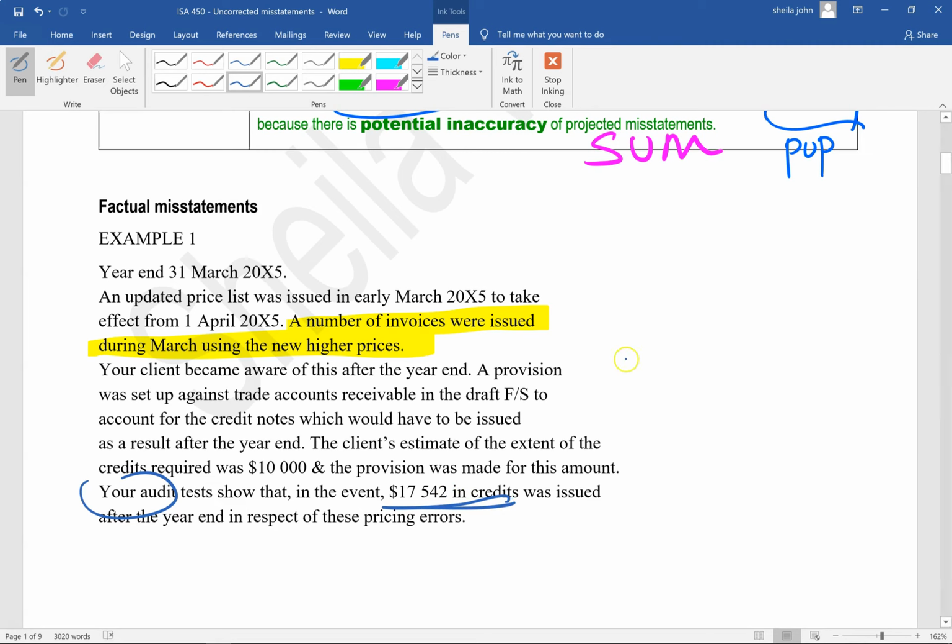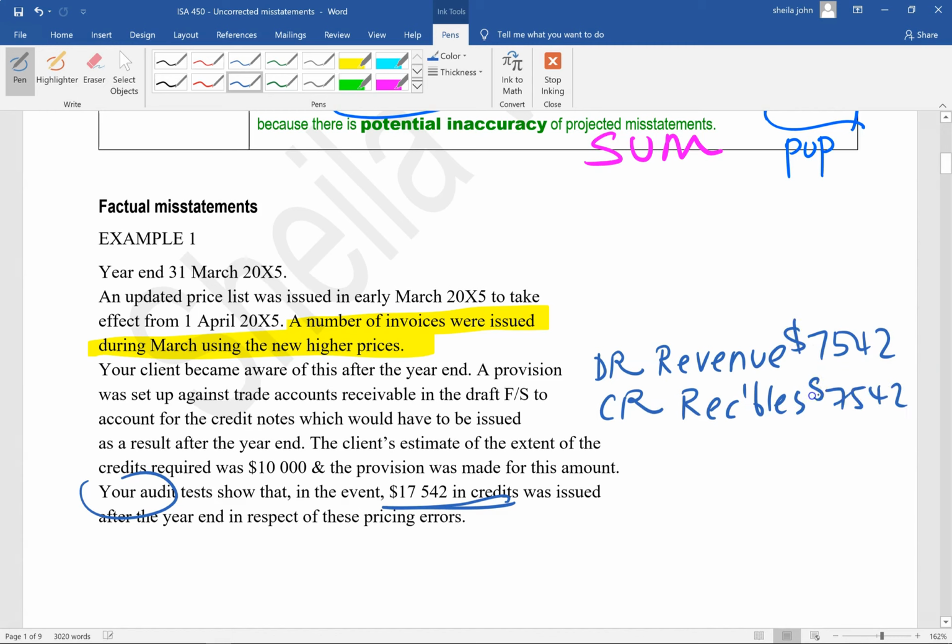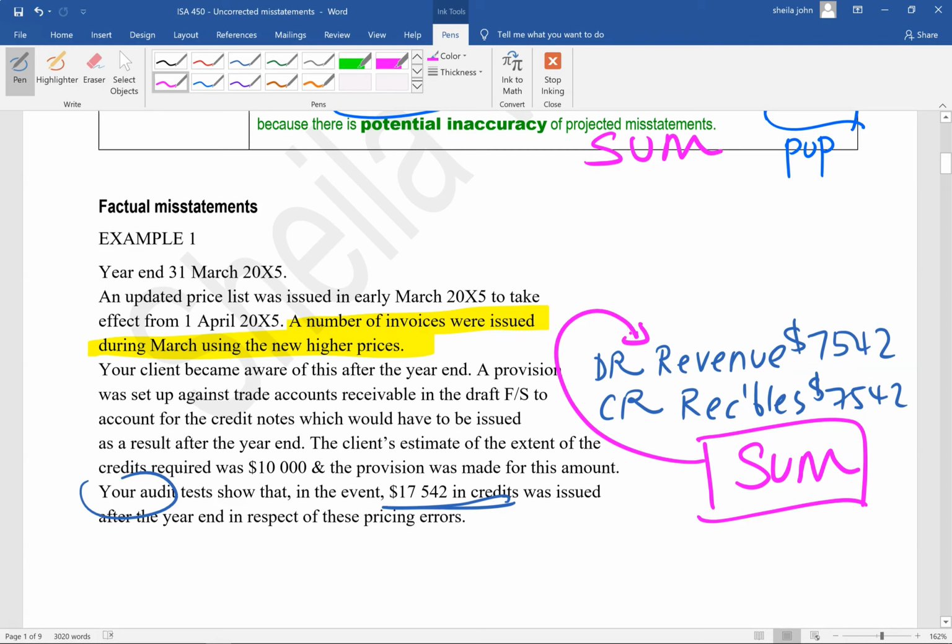So what do you have to do? You will have to debit revenue to take this out, and you would need to credit receivables, or maybe a provision against the receivables of 7542. And this figure will have to go into the summary of uncorrected misstatements. Okay, summary of uncorrected misstatements basically contains all the auditor's adjustment. All right, and this adjustment we would expect the client to put through if it is material. But whether it's material or not, we'll have to wait to see at the very end of the audit.